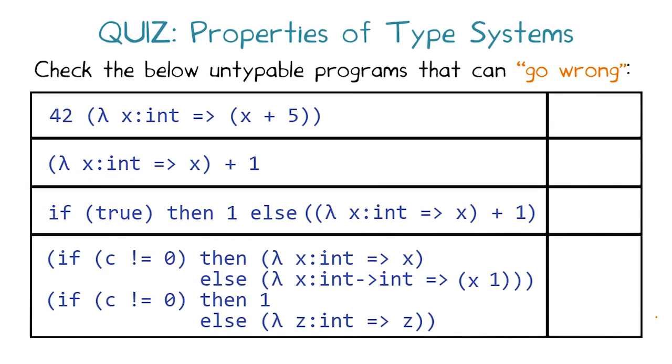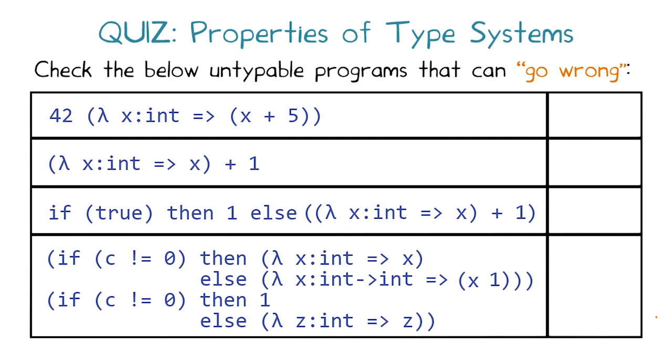But type systems are incomplete. That is, untypable programs do not necessarily go wrong in some execution. Let's wrap up our discussion of the properties of type systems with a quiz that illustrates the incompleteness of the type system we designed for our simple language.